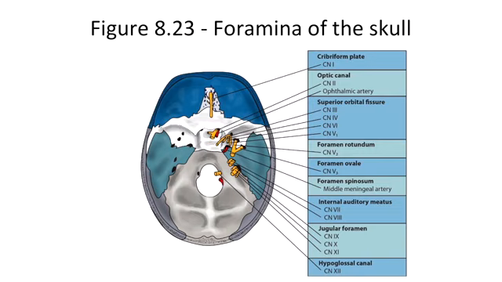This is figure 8.23, which shows a superior view of the foramina of the skull. Again, I'm not going to point to and name each foramen, but it's important that you spend time memorizing this image. You need to know the name of each foramen and which nerve or nerves exit through the opening.